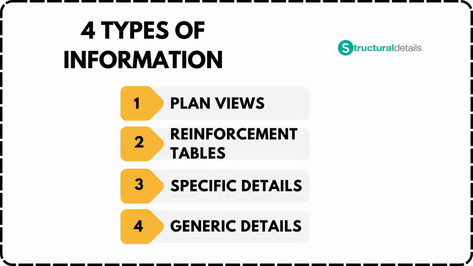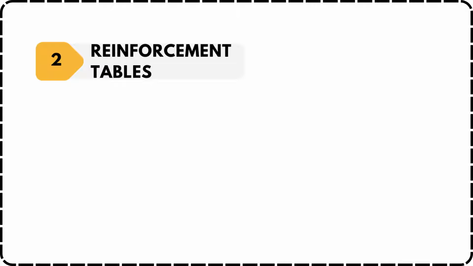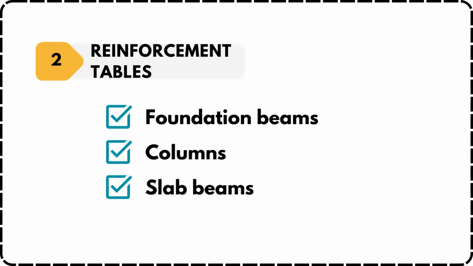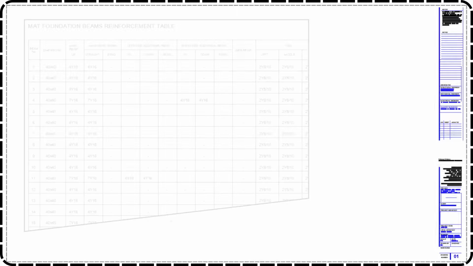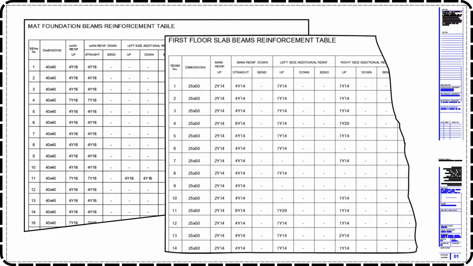Next type of information that should be included is all necessary reinforcement for all elements in the form of tables. This should include foundation beams, structural columns, and slab beams, one table per level. These tables should be clearly marked and should follow a format easily understood by the local industry.